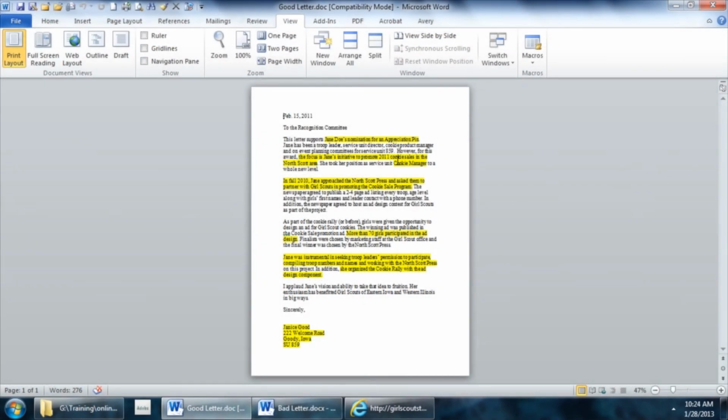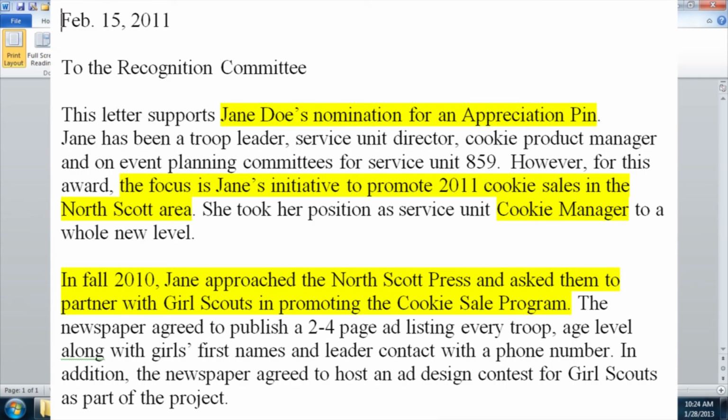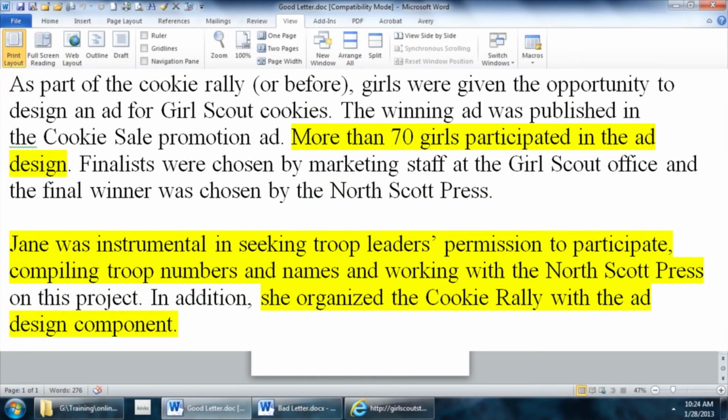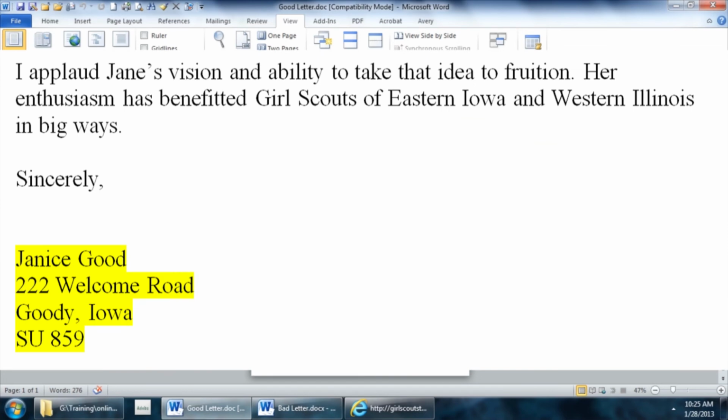In the first paragraph, it states who the award is for, the volunteer's position, and where the volunteer is from. The next few paragraphs indicate where the action took place, what she did that was above and beyond, and what the results were. The writer's name, address, and service unit is included at the bottom.